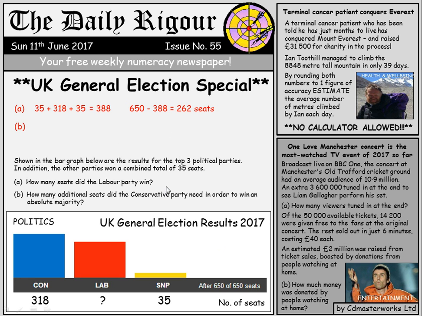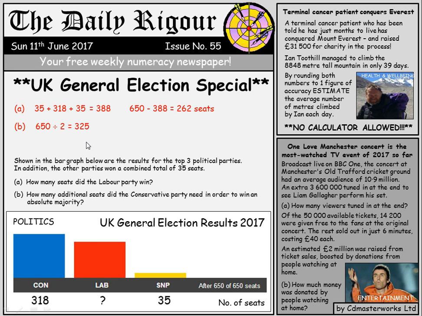Okay, now the Conservative Party now can't form a government in their own right. They might have to pair up with other parties. How many additional seats does the Conservative Party need to win an absolute majority? So what result would have given them outright control? Well, first of all, we need to find a halfway point, don't we? So 650 divided by 2 is 325 seats.